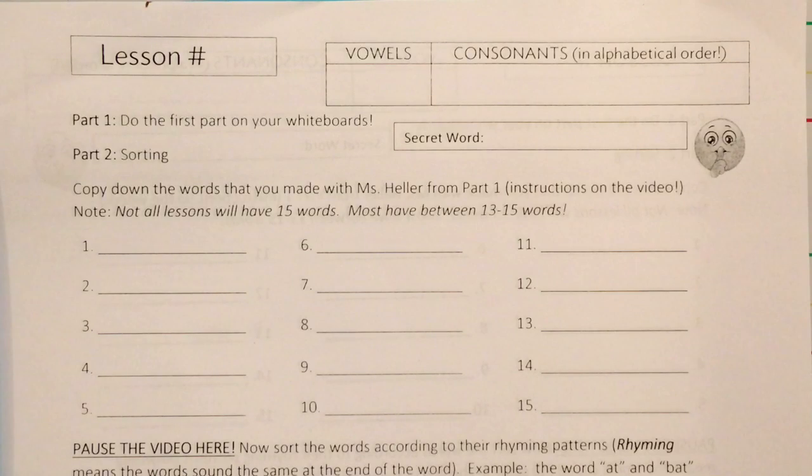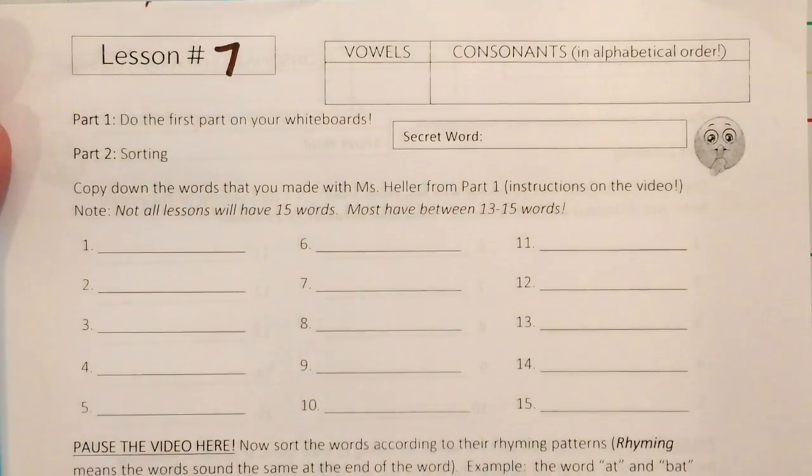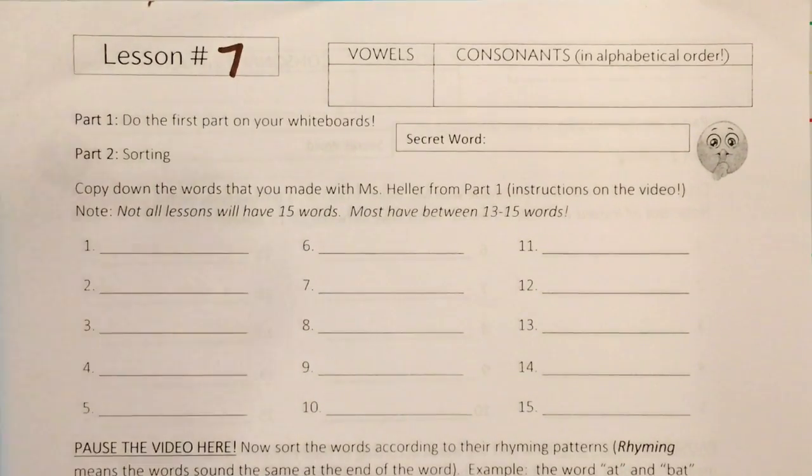Okay, now we're at part 2, sorting words. Remember that you should now be in your workbook. You're not on the whiteboard anymore. You should have your pencil ready to go. All right, let's go ahead and start by filling in the top part. This is lesson 7. Make sure you're doing everything in the workbook that you see Ms. Heller doing on the video in her workbook.